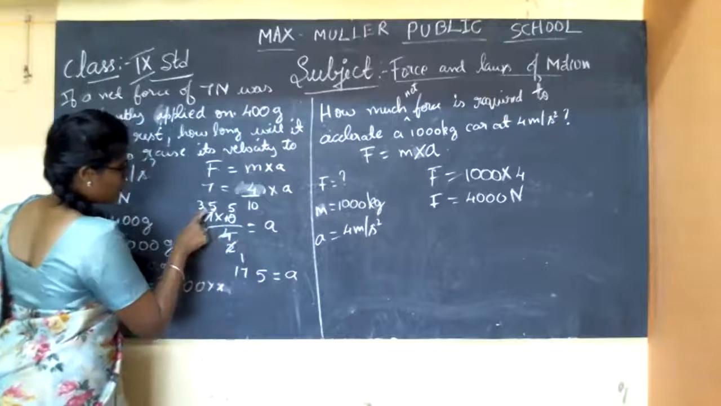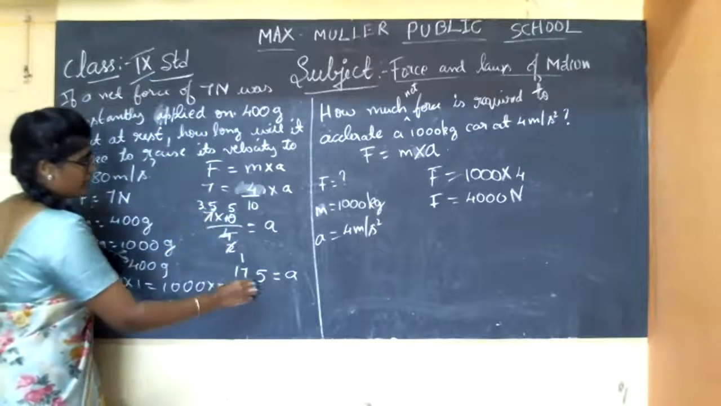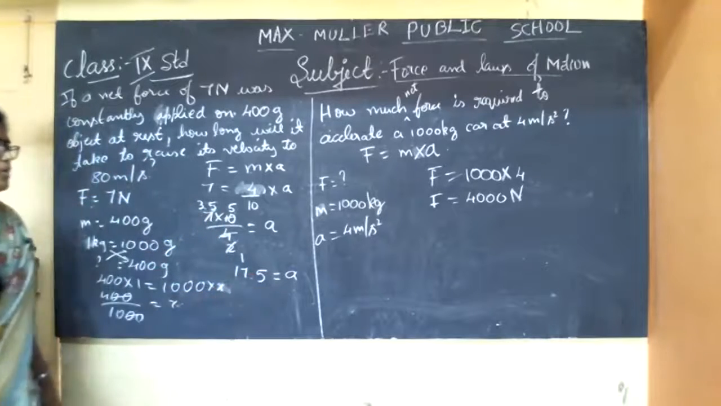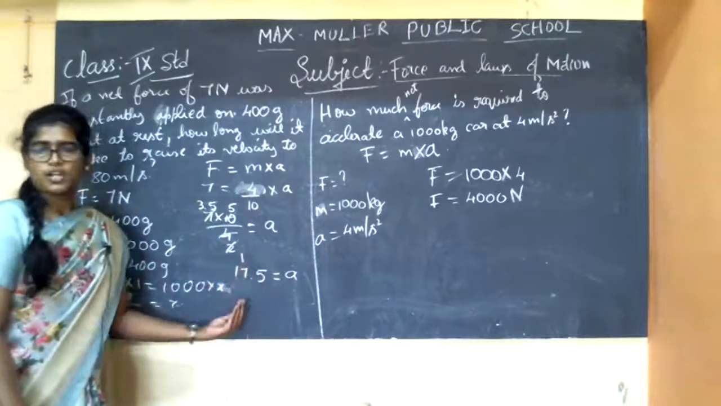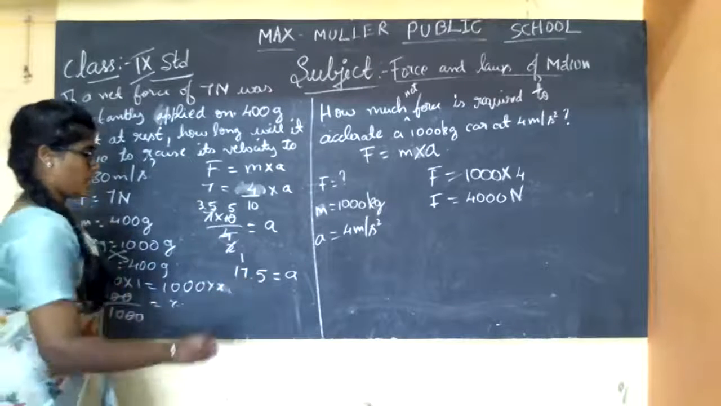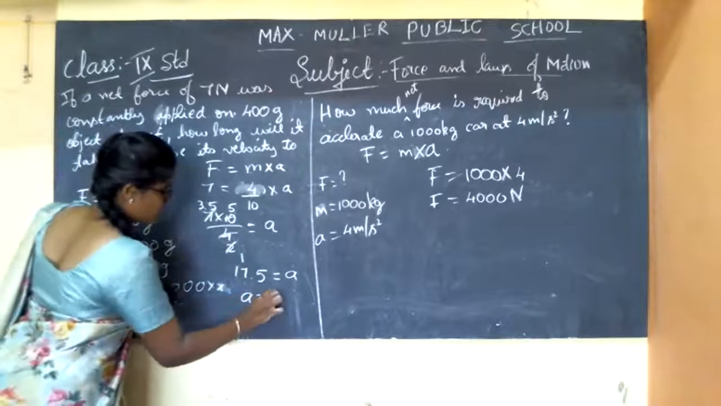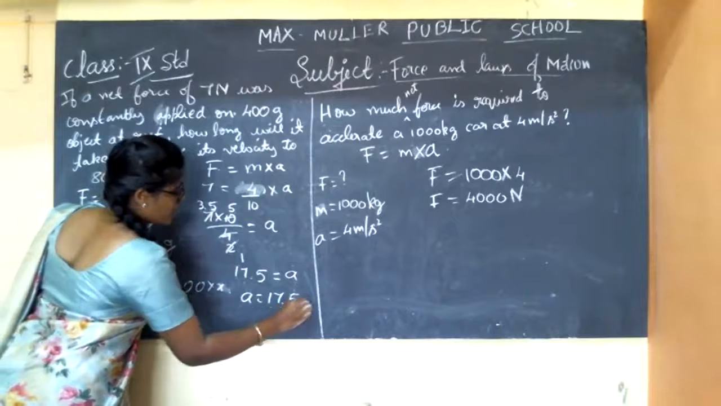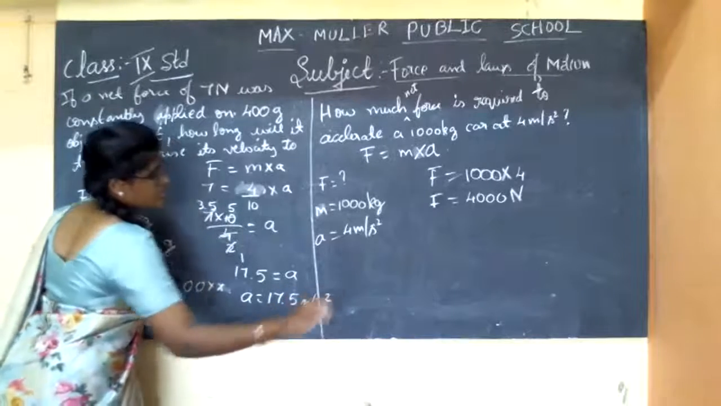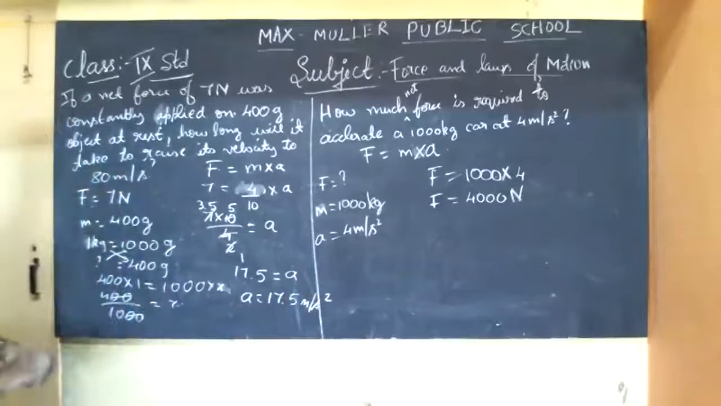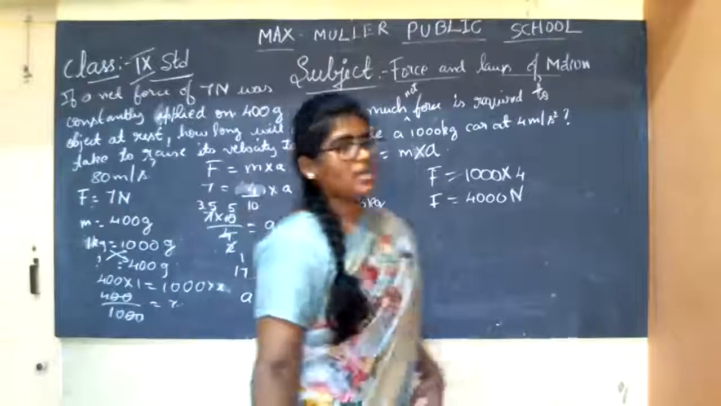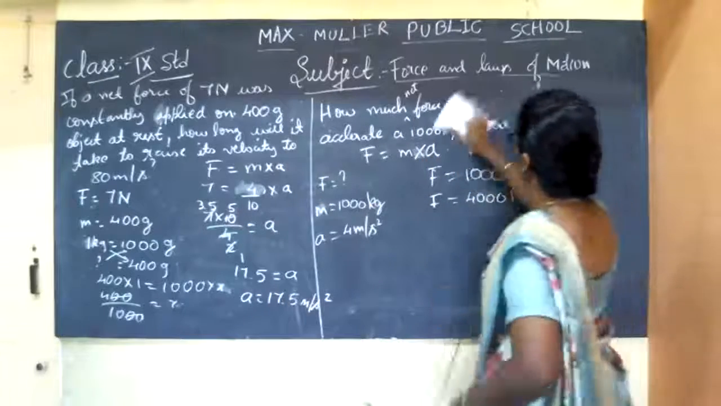So after how many decimal points do you have a number? After 1 decimal point you have a number. From the left hand side you are going to keep 1 decimal point. So acceleration A is equal to 17.5 meter per second square. You have acceleration given as 17.5 meter per second square.